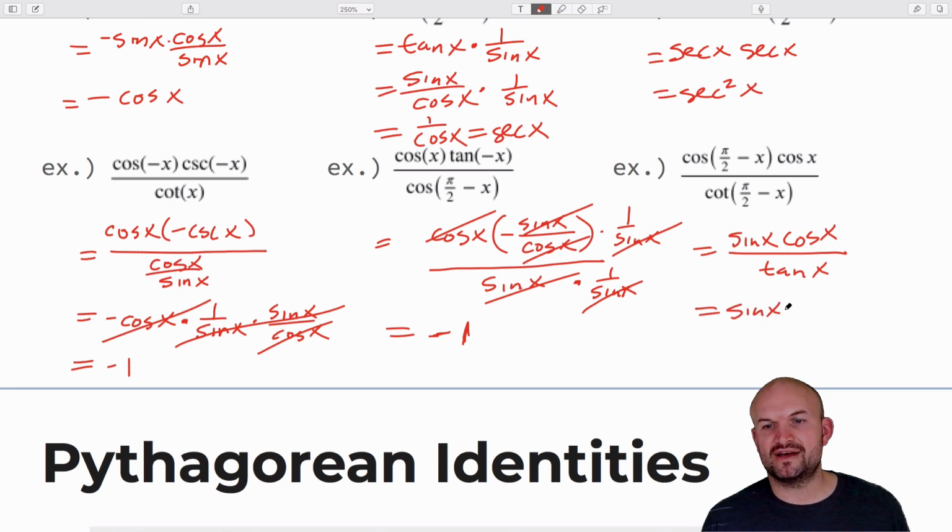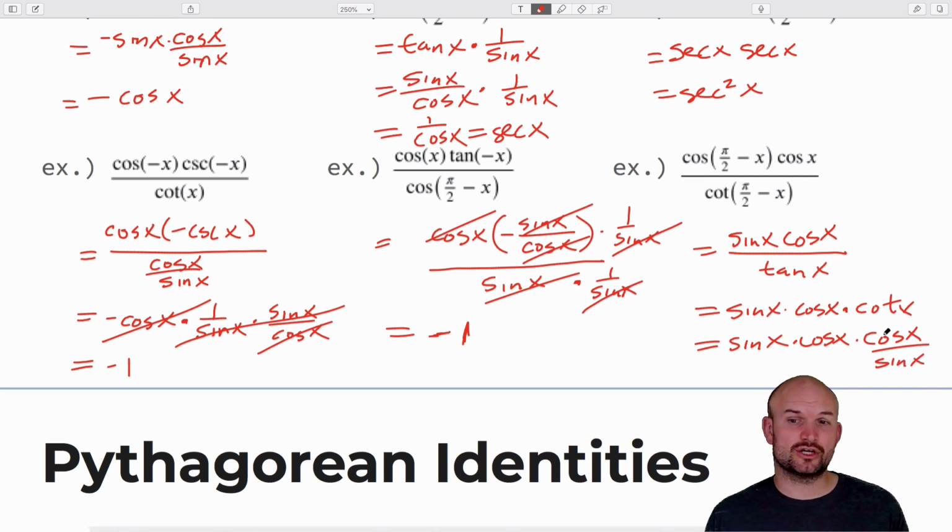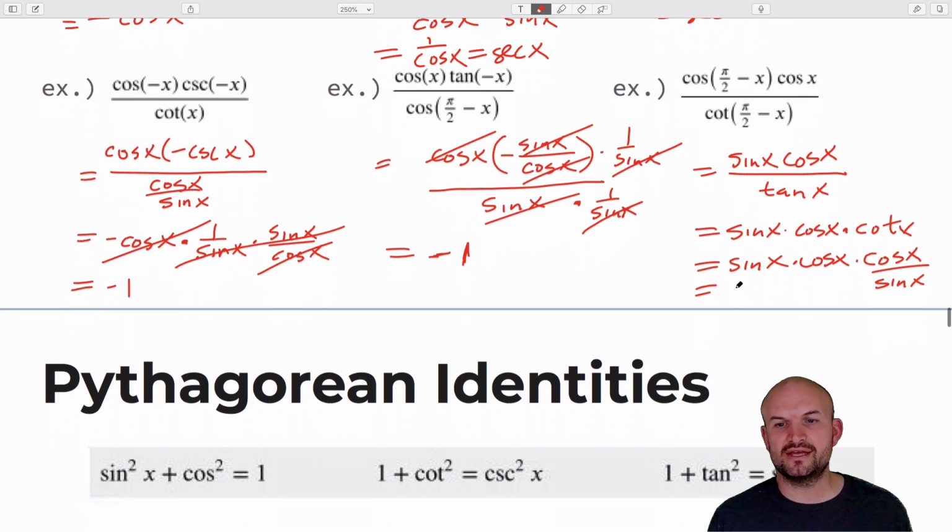So that'd be sine of x times cosine of x times cotangent of x. Again, we don't need to write cotangent of x because that's not going to help us simplify anything. We could write that as cosine of x over sine of x. Now you can see that the sines will divide out. So therefore, that's going to leave us with cosine squared of x.